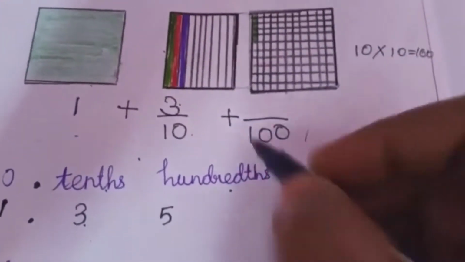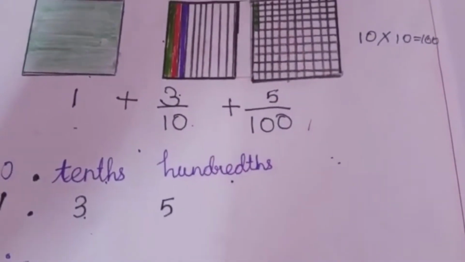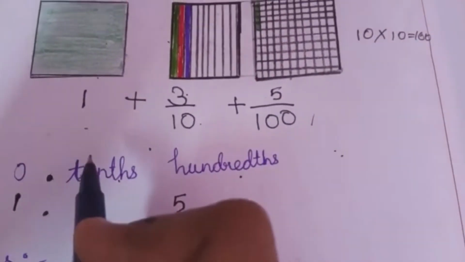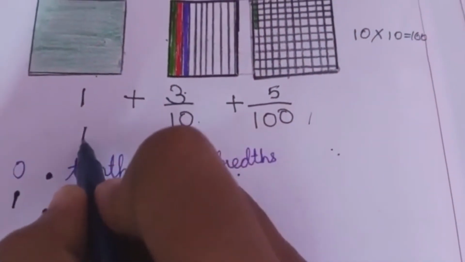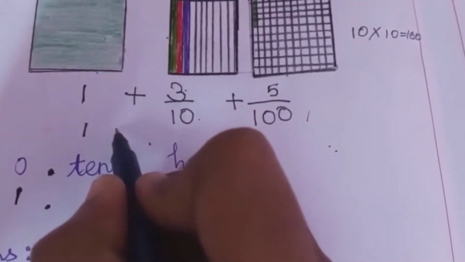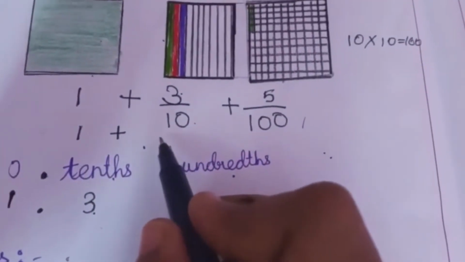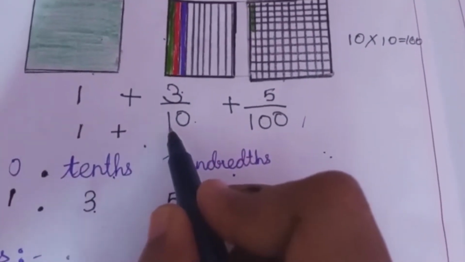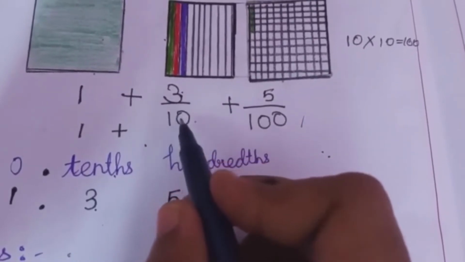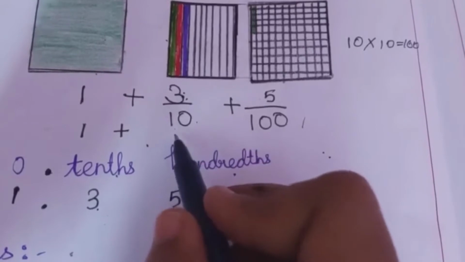In this, 5 are colored. Okay, right? 5. Now if you want to write this number in points, how will you write it? 1. Now we are adding 1 plus in points, we'll write and then we will add it, right? And then 3 by 10. How will we write number 3 under the tens column?